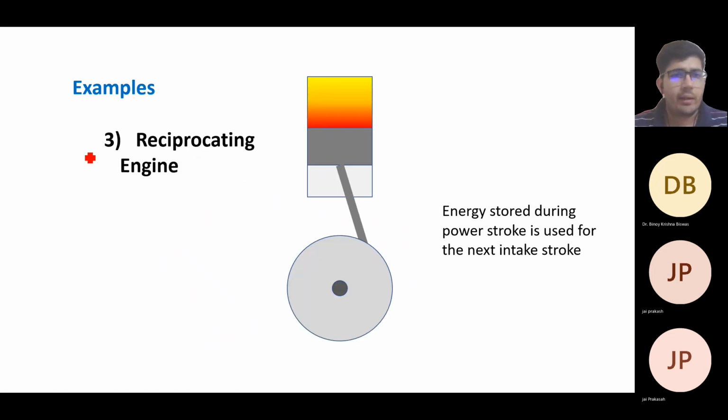The third example is the reciprocating engine. We have a flywheel here. This is a very common example, like in our two-wheelers and four-wheelers. In any IC engine device, this mechanism is used. The energy stored during the power stroke is used for the next intake stroke. I think you have covered in your BTech that we normally have a 4-stroke engine.